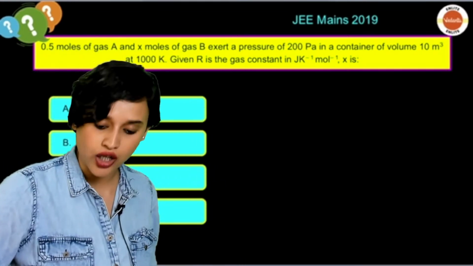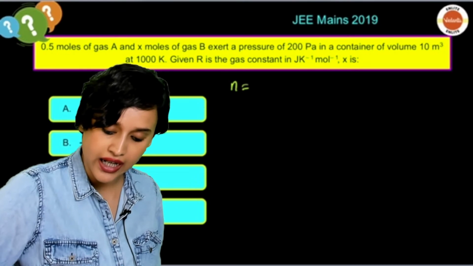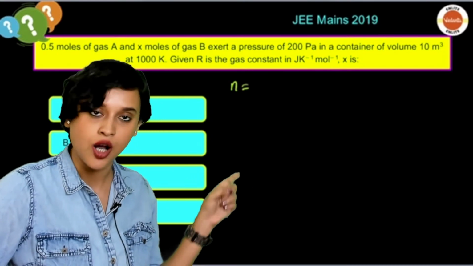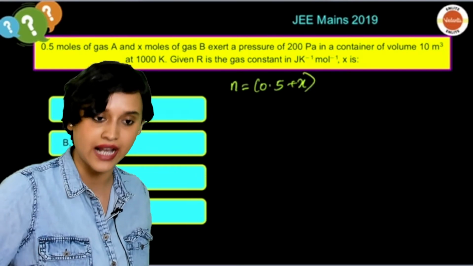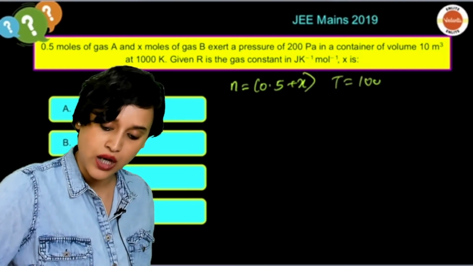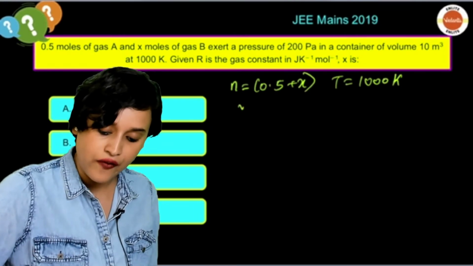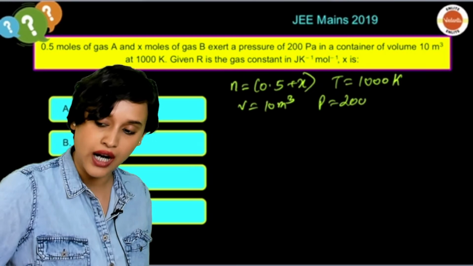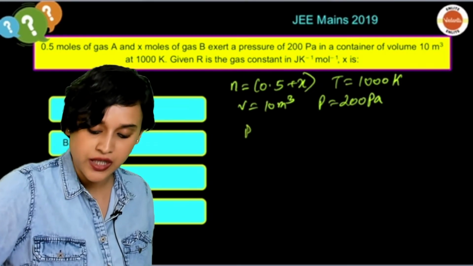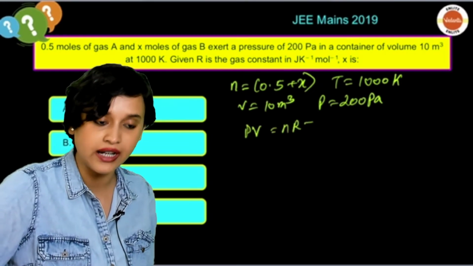Chalo. So guys, let's solve it everybody. What are we given? We are given that n is moles, which is 0.5 plus X. Temperature is given to us as 1000 Kelvin, V is equal to 10 meter cube, P is equal to 200 Pascal. So that means what do we have to follow? PV is equal to nRT, everybody.